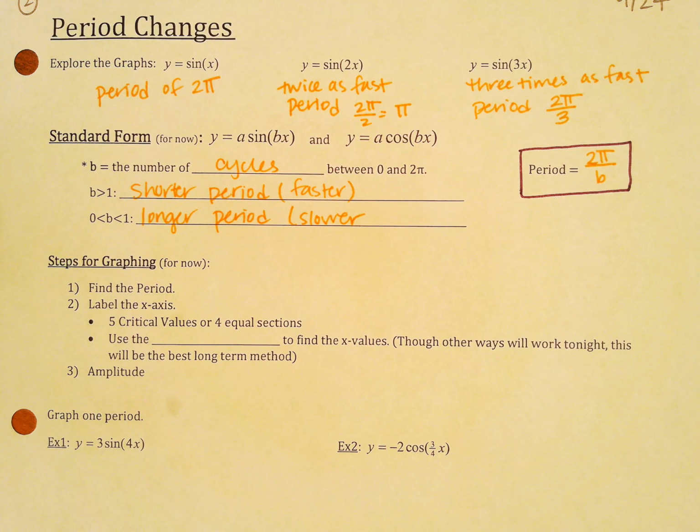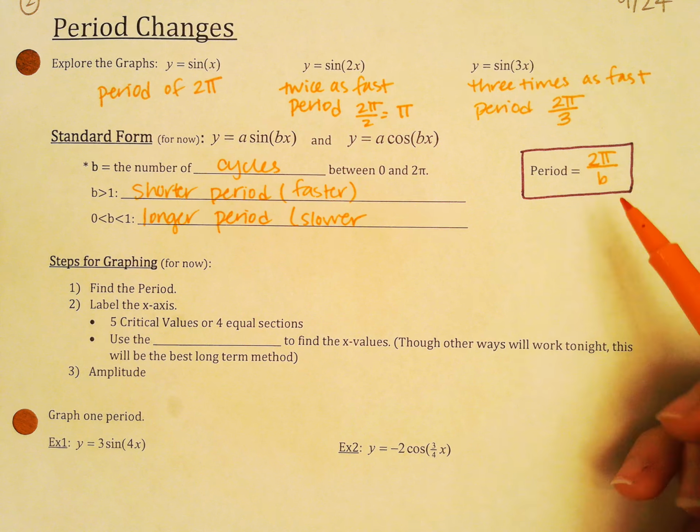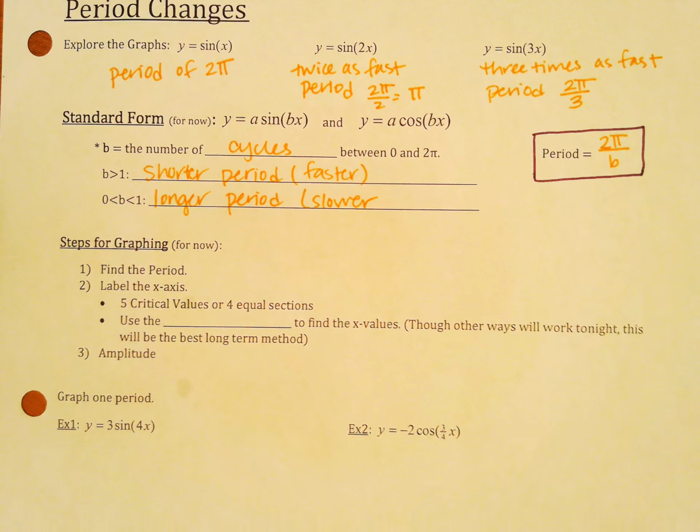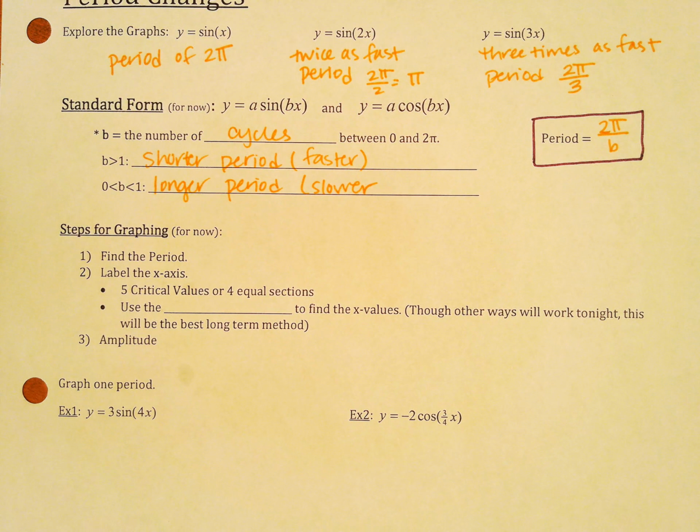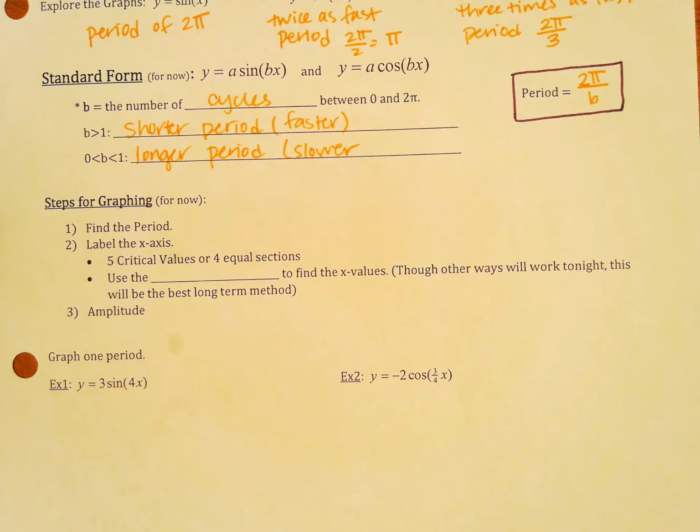Okay, so we have a couple steps. First is to find the period, and we're going to do that by using our formula 2 pi over b when we're graphing this, and we're going to label the x-axis. Remember how we talked about those 5 critical values? It's still going to be just as important that it happens here, so we need to make sure that we're actually labeling those and labeling your x-axis. If you don't label those, you don't get credit for finding the period and actually finding your critical values. So it's really, really important that you do that.